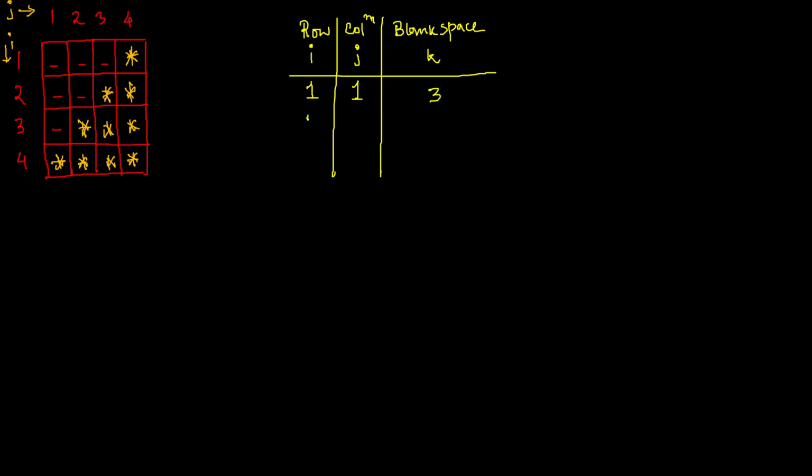For the second row, the number of star is 2, but the blank space is 2. For the third row, number of star is equal to 3 and blank space equal to 1. And for the fourth row, number of star is 4 and blank space equal to 0.